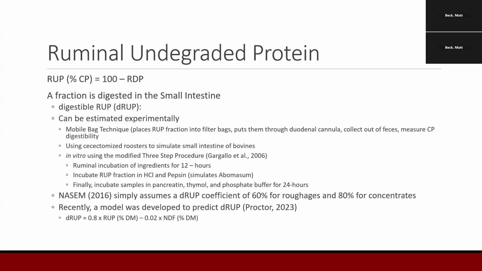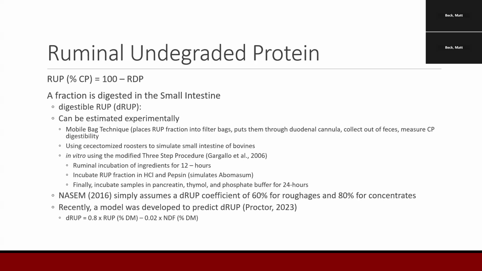Another approach, they take a cecectomized rooster, okay, a chicken, and put basically a cannula into the cecum, put filter bags in there, incubate them in that cecectomized rooster for a period of time, take them out, and measure how much crude protein of that RUP was digested. Okay, cheaper, chickens are cheaper, still labor intensive. Cecectomized roosters don't last very long.